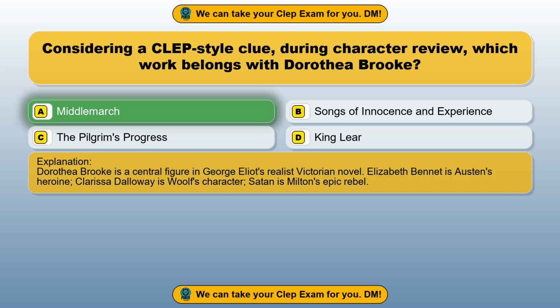Dorothea Brooke is a central figure in George Eliot's realist Victorian novel. Elizabeth Bennet is Austen's heroine, Clarissa Dalloway is Woolf's character, Satan is Milton's epic rebel.